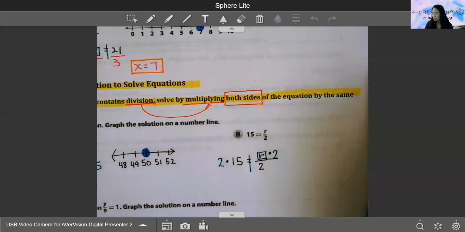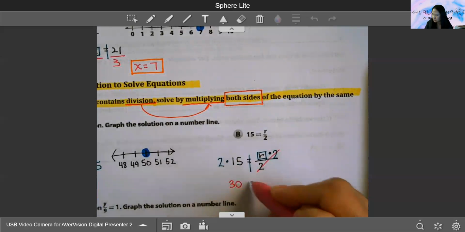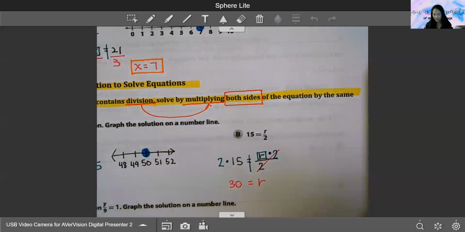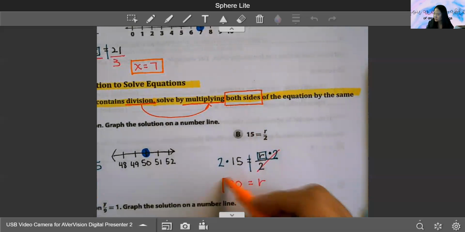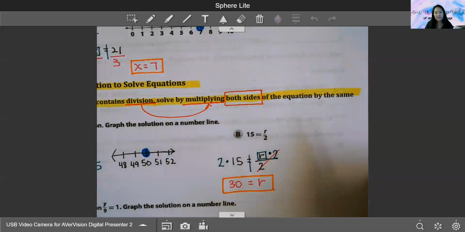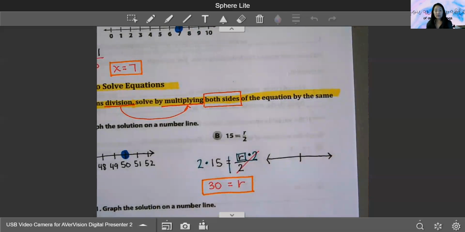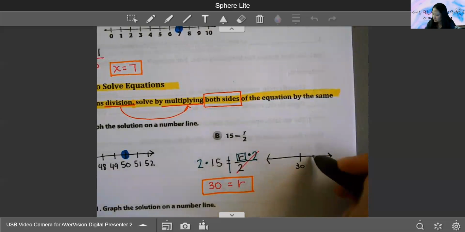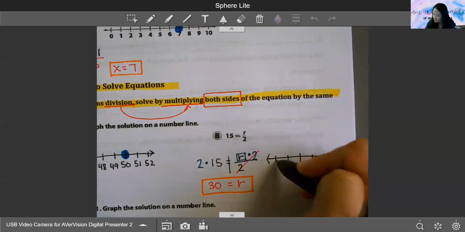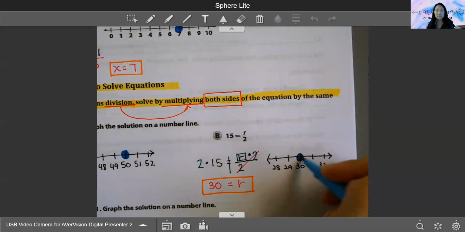My 2 and 2 will cross out. So when you solve, 2 times 15 is 30 equals, and then you have r left. So the answer is 30 equals r, or r equals 30. Okay, to graph this solution, draw a number line. Your answer is 30, so 30 in the middle, a couple of numbers to my right and to my left, and do a closed circle on 30.